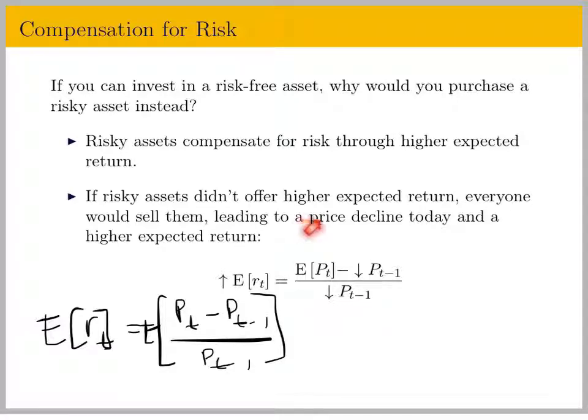Now if everybody rushes to the market today and sells the asset, today being t minus 1, then the price of the asset is going to decline. And what happens if we see a fall in these two numbers? It turns out this number on the left-hand side rises. And so the expected return will immediately rise. This is an equilibrium argument as to why there should be a premium. That is why the expected return should be higher than the return to the risk-free asset.